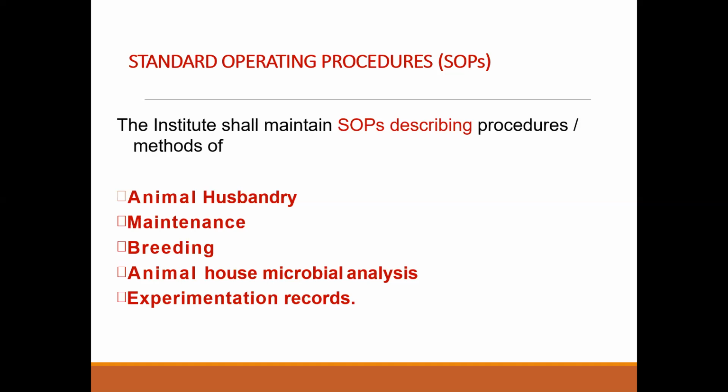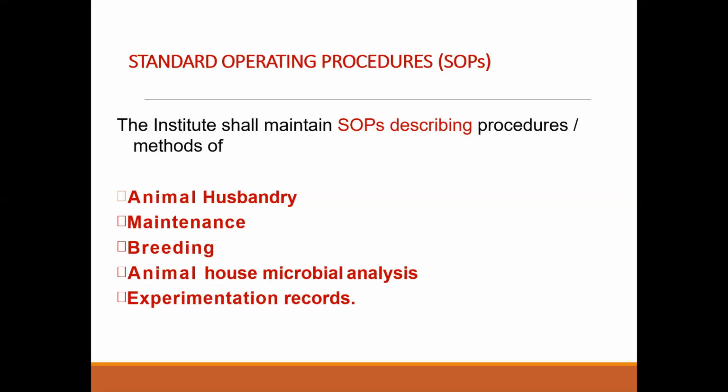Then maintenance of the animals, so you can properly feed the animals, provide sufficient water, and maintain hygienic conditions in the animal house, and you should have appropriate SOPs. Then breeding facilities, if you have facilities for breeding, a standard operating procedure must be in place. Then animal house microbial analysis, to analyze the microbes in the animal house so the animals will not be contaminated or infected. That is why the animal house should have zero microbial contamination.